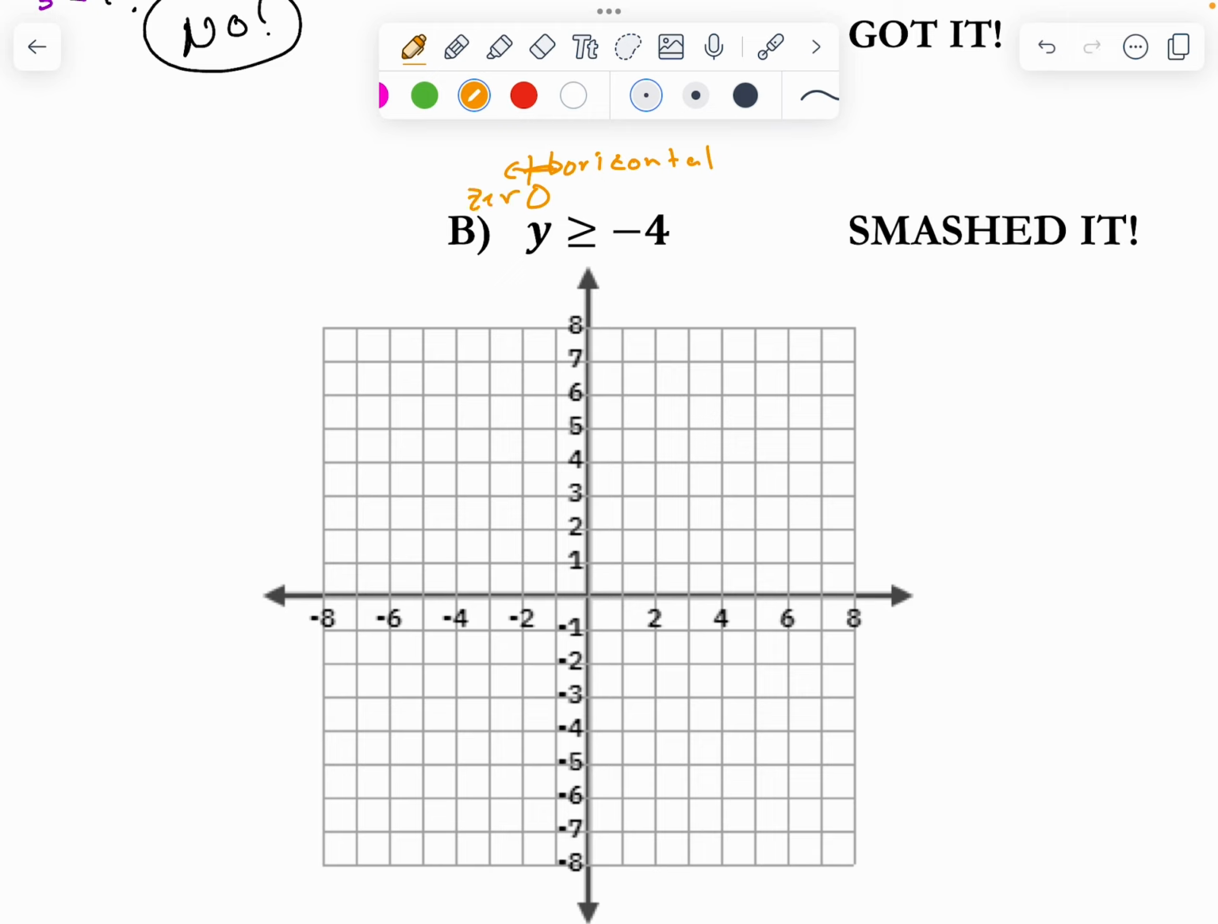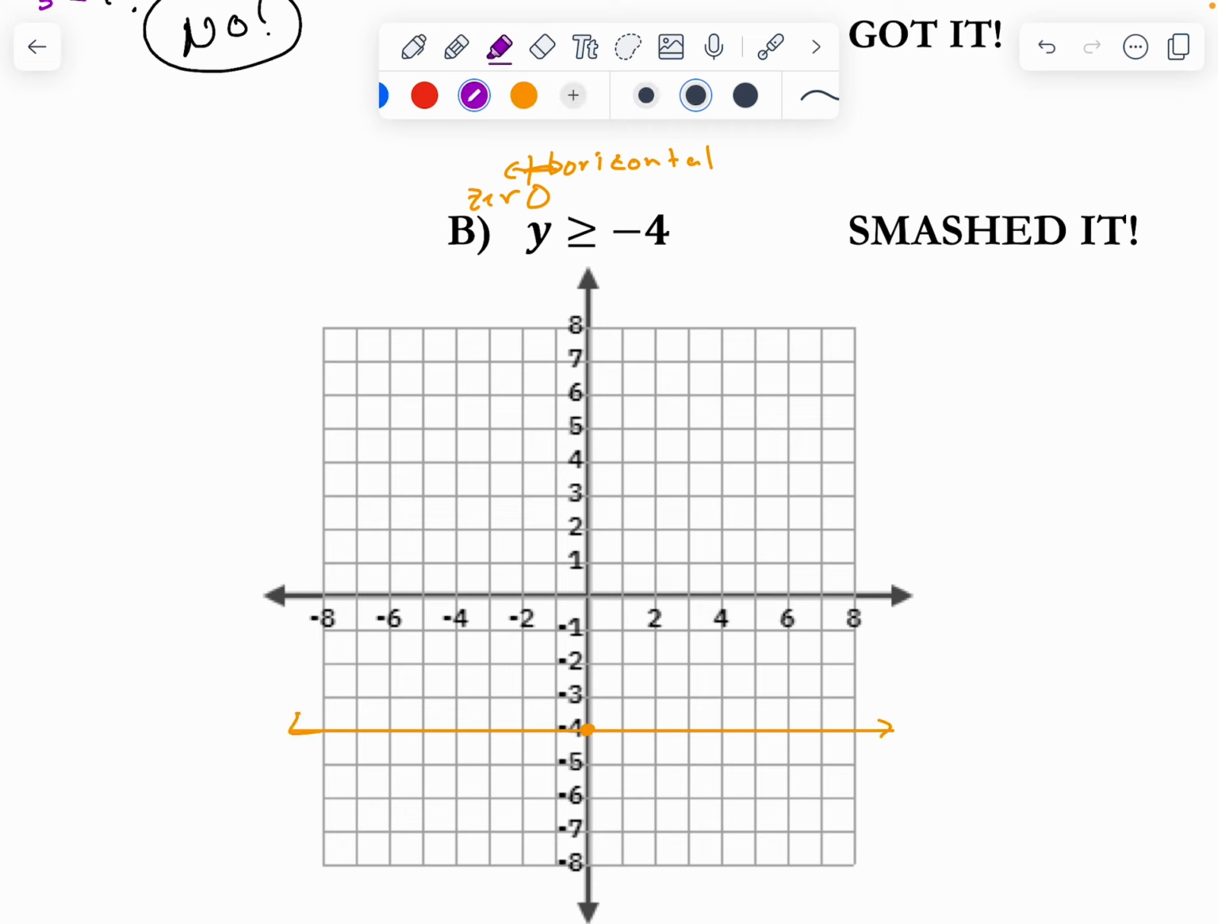And y is greater than -4. So remember, we're going to make first a line. In this case, we're going to make a solid line at -4. So let's go ahead and do that. My -4 is right here. We're going to make a solid line going through it. I've got my solid line.